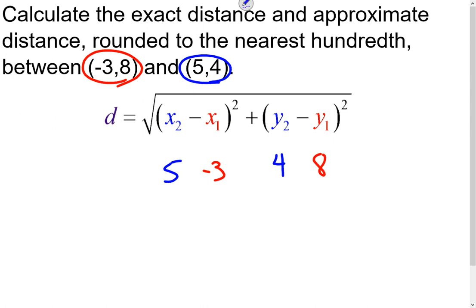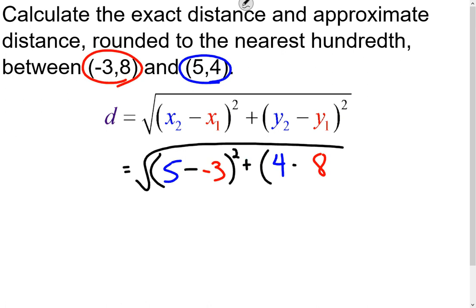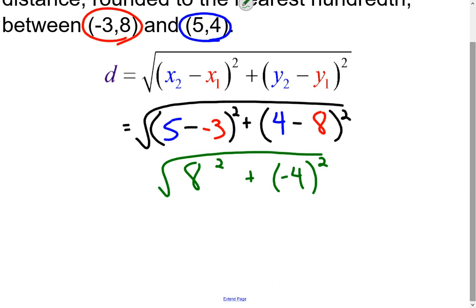So I plugged the numbers in, now it's just a matter of getting all the math symbols. So we have our equals, the square root. So we have x2 minus x1, we have to square it, plus now we have y2 minus y1, and we have to square that one. Now we just simplify what I refer to as the mess. 5 minus negative 3 puts us at 8, we have to square it. 4 minus 8 puts us at negative 4, we have to square it, square root. And we just keep simplifying this.